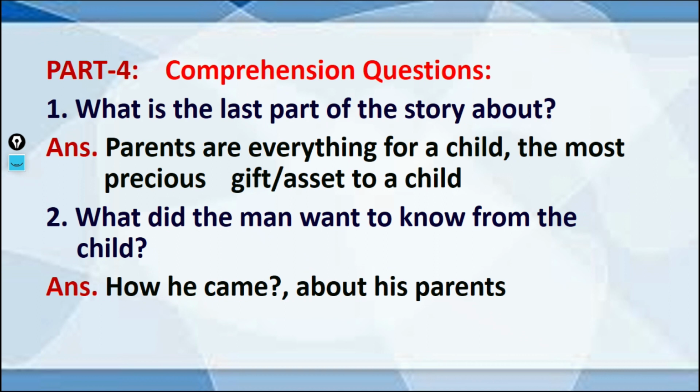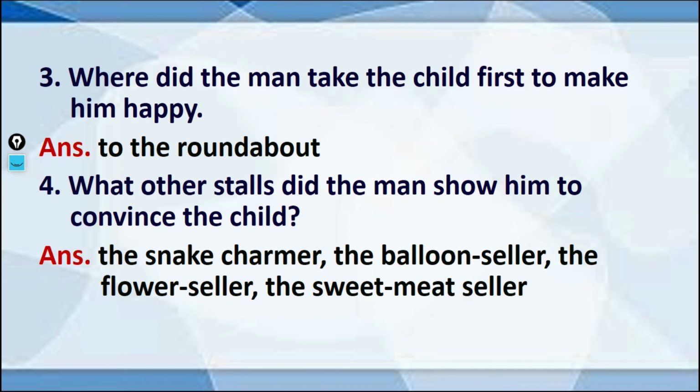Next question, you see, where did the man take the child first to make him happy? To the roundabout, right? Then number 4, what other stalls did the man show him to convince the child? The man again showed the snake charmer. Roundabout, snake charmer, balloon seller, the flower seller, the sweetmeat seller. Again the man took the child to every stall asking him to buy. He would pay the money, no problem, but the child refused, right?